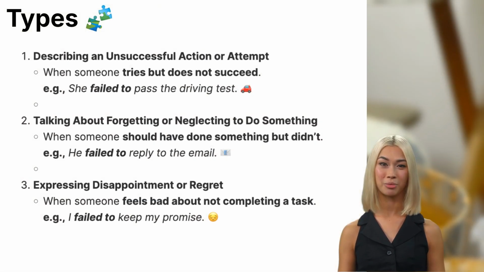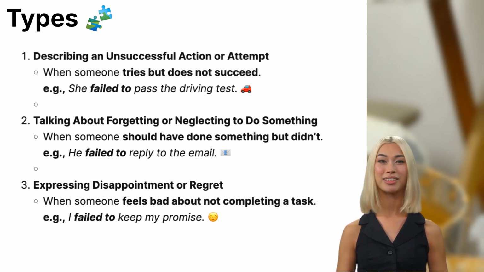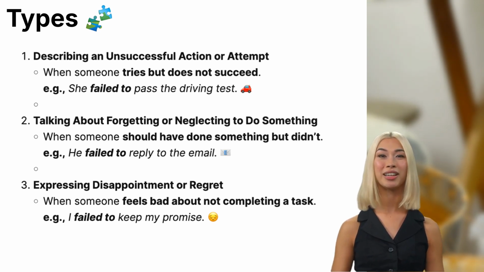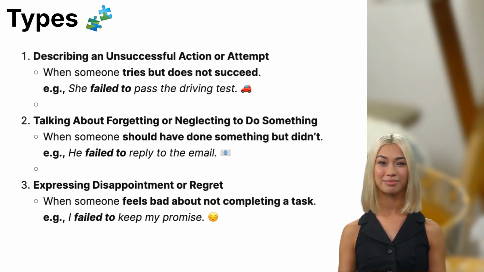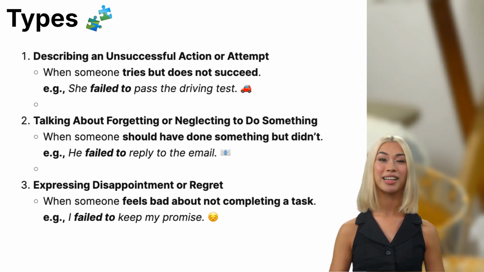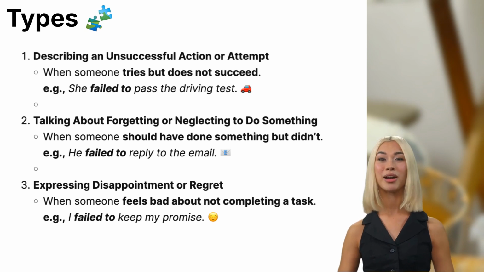In this section, we'll explore common ways to use "fail to" with clear explanations and examples. Let's get started. 1. Describing an unsuccessful action or attempt. We use "fail to" when someone tries to do something but doesn't succeed. Example: "She failed to pass the driving test." This means she tried but couldn't pass the test. More examples: "He failed to finish the race." "They failed to solve the problem."